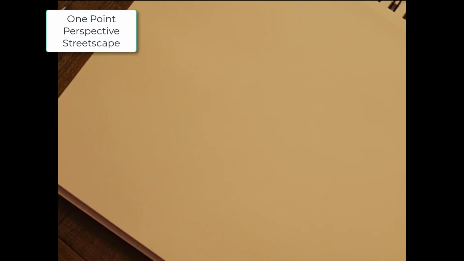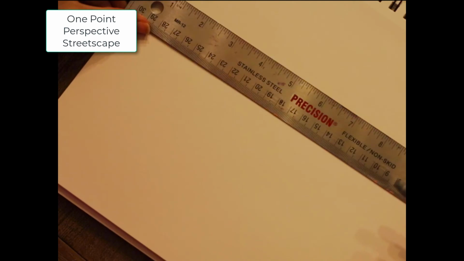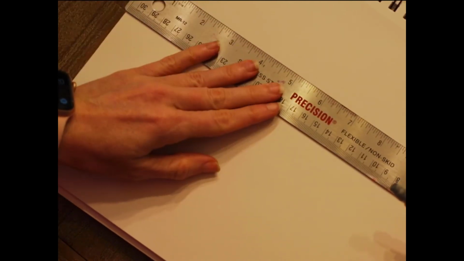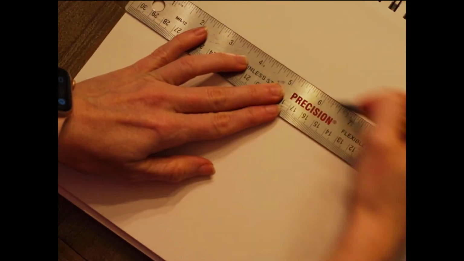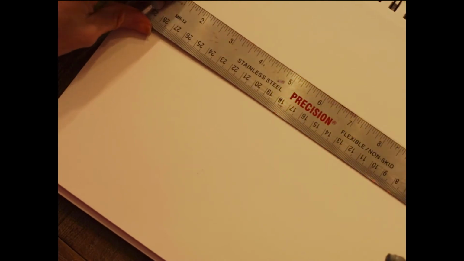Alright, so next we're going to make something a little more challenging. Not super hard, but a little more challenging. We're stepping it up. So we are going to be drawing a streetscape. So essentially a street receding into the distance with some buildings off to the side.